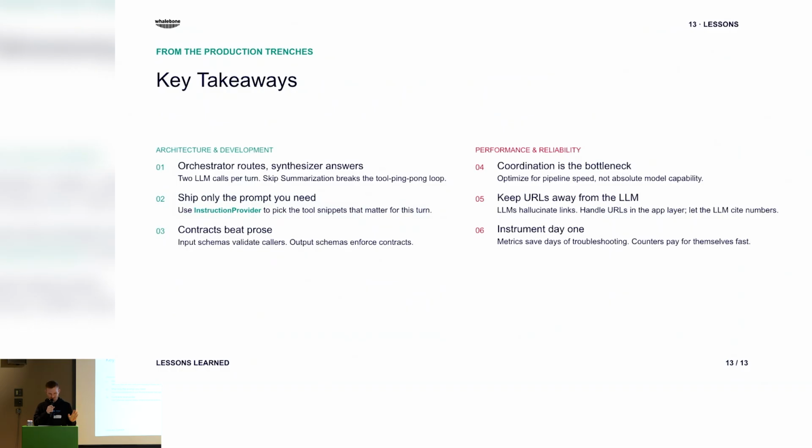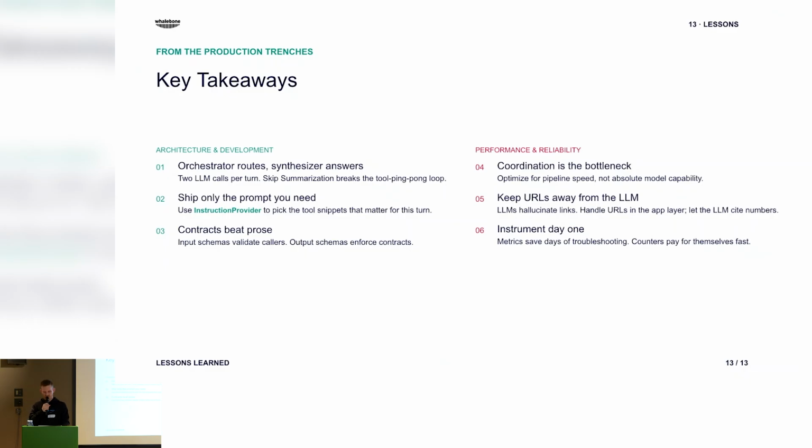Okay, let me just wrap up everything I said, and then we go to the demo. So, a very quick summary. Orchestrator routes, synthesizer writes. This is simple: two LLMs, one call per each turn. Then next is ship only the prompt you actually need, assembled from state. Another point is to always use input and output schemas when you need to. They turn agents into typed functions. It's really good to use it.